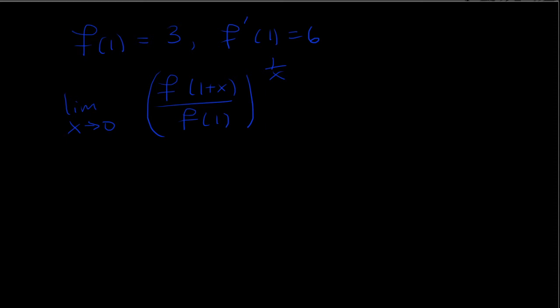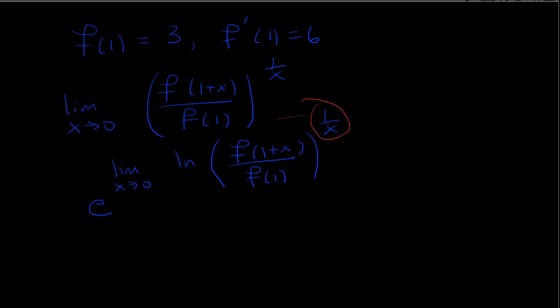So the first step is to rewrite this as e to the limit as x approaches 0 of ln of f of 1 plus x over f of 1 all raised to the 1 over x power. The natural log is going to bring this exponent out in front, so we're going to have e to the limit as x approaches 0 of 1 over x times the natural log of f of 1 plus x over f of 1.